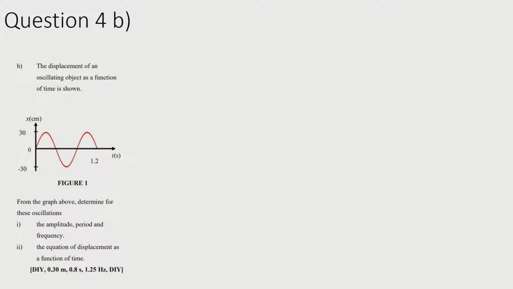Okay, let's start. The displacement of an oscillating object as a function of time is shown below. So we have a displacement time graph. And from the graph above, determine for this oscillation the amplitude, period, and also frequency. And then the equation of displacement as a function of time. So as you can see from the graph, it is a sine graph and a positive sine graph. So the equation should be x equals to A sine omega t.